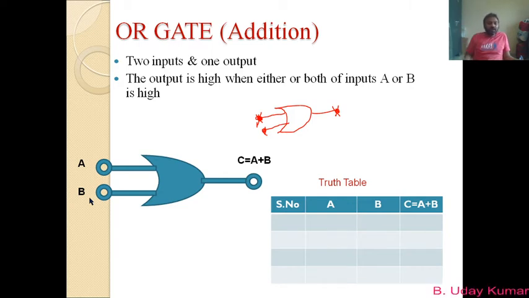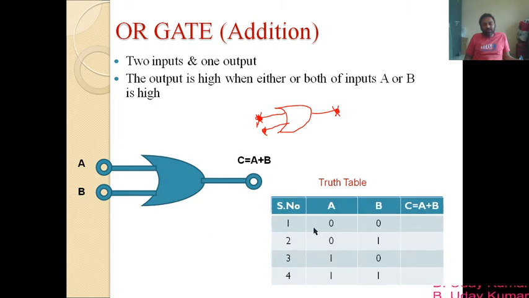Anyway, the possible combinations of potentials that can be applied to A and B are given here, so please check it out. Obviously 4 possible combinations arise here: 1, 2, 3, 4. For all the gates that we are going to discuss in our coming videos, you have to follow this series only, this order only.